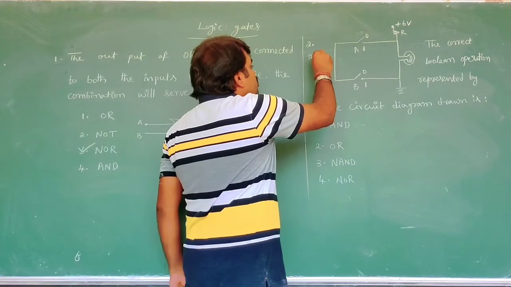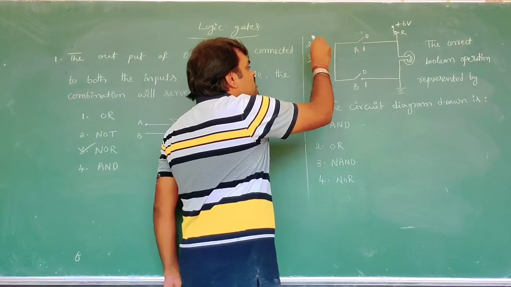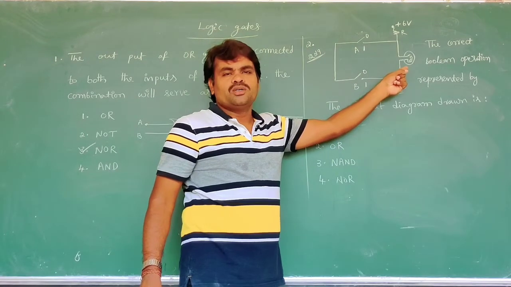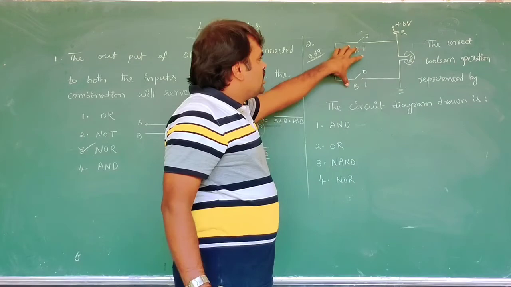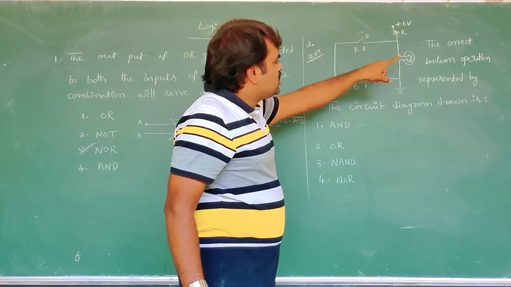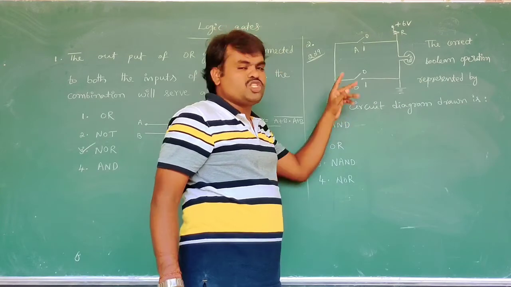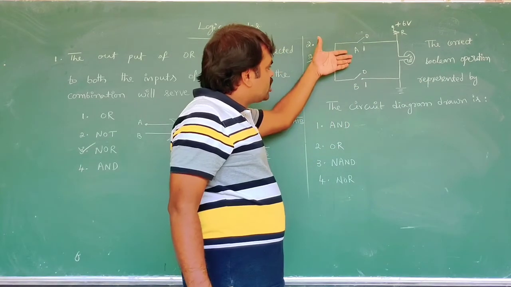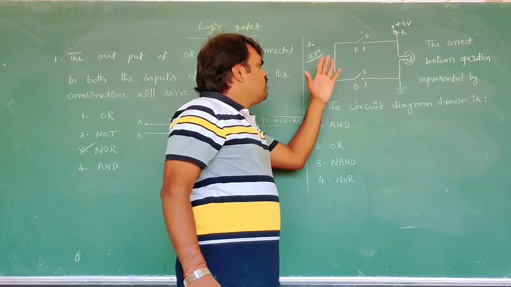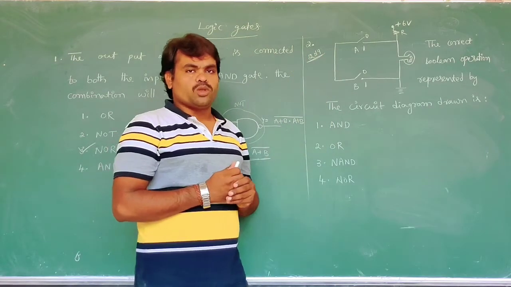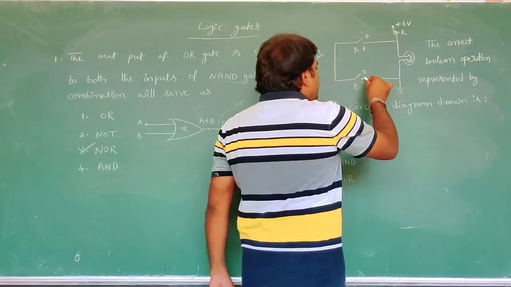This is the 2019 NEET bit. They have given a bulb circuit. Here the question is: the correct Boolean operation represented by the circuit diagram drawn. What does this circuit diagram represent? How do we solve this type of question? Based on the truth table. First, how many inputs will there be?